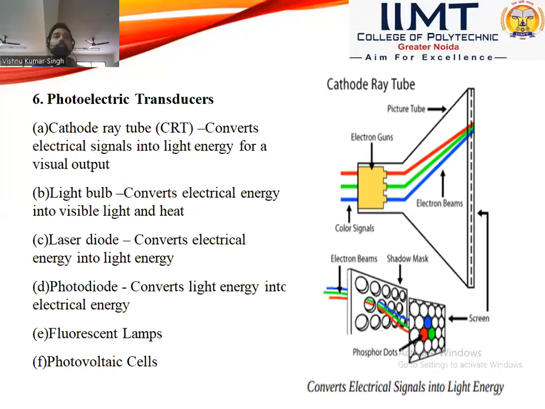The next type of transducers are photoelectric transducers. Examples are the CRT, cathode ray tube, which converts an electrical signal into light energy for a visual output. Then the light bulb, which converts electrical energy into visible light and heat. Then the laser diode, which converts electrical energy into light energy. Then the photodiode, which converts light energy into electrical energy. Then fluorescent lamps, and lastly photovoltaic cells.